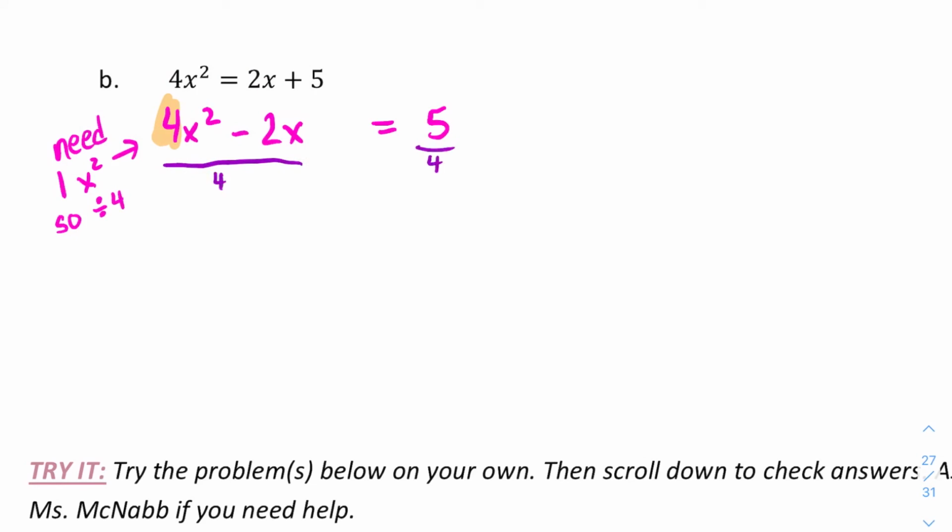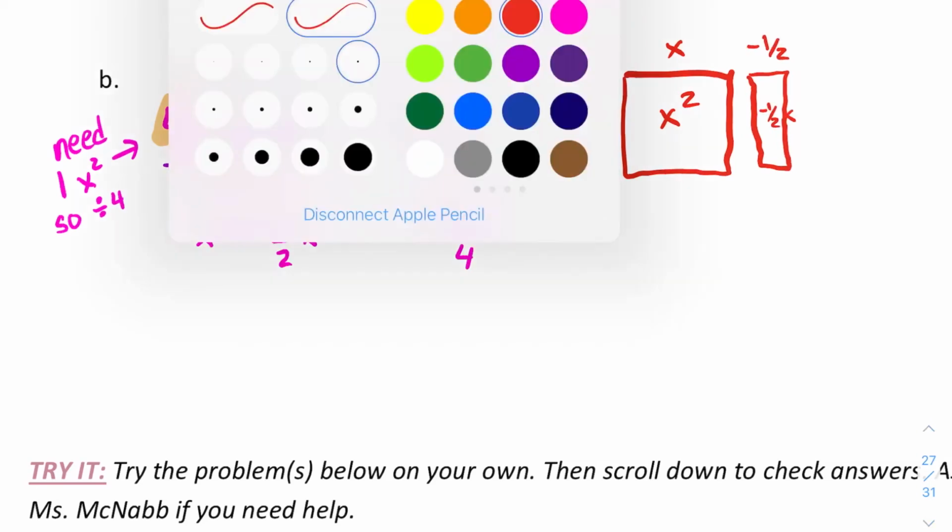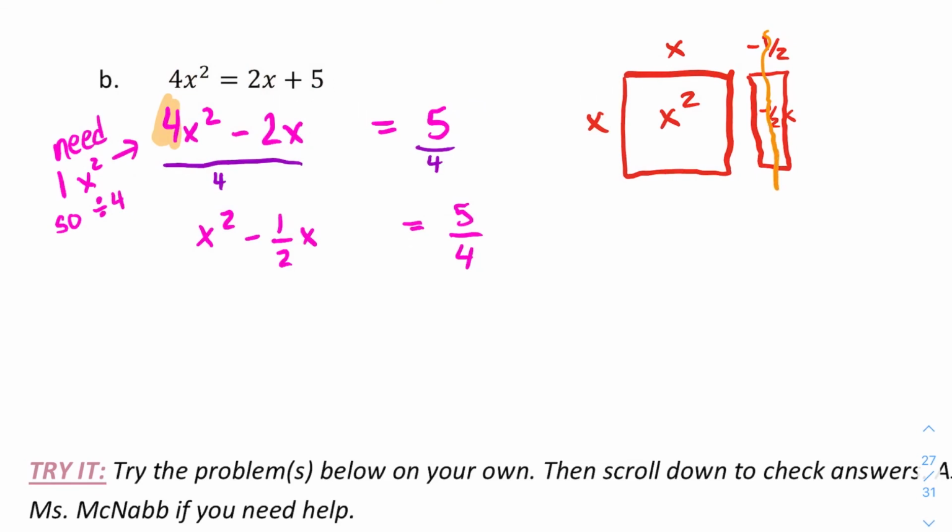Anytime you have a coefficient on your x squared term that is not equal to 1, go ahead and divide both sides of your equation by that coefficient to make it equal 1. And then I'm going to run through completing the square, just like we've been doing. Yes, it's a little bit of a messy fraction, but we got this. So I've got x squared minus 1/2 x. So I'm going to need to cut that 1/2 x in half.